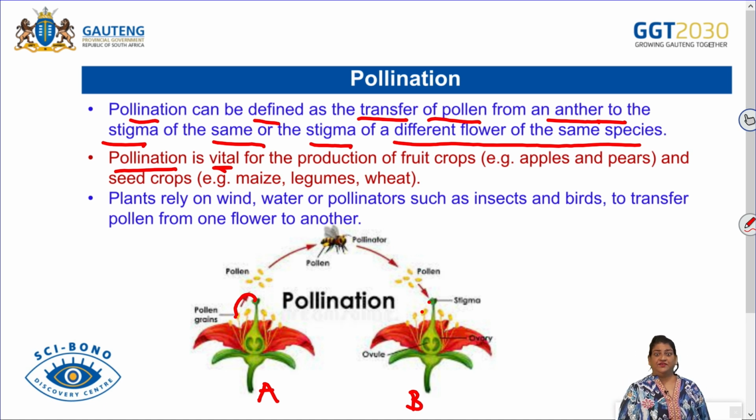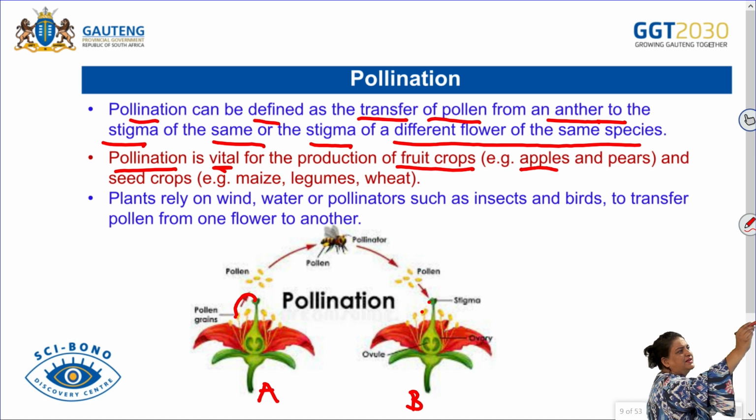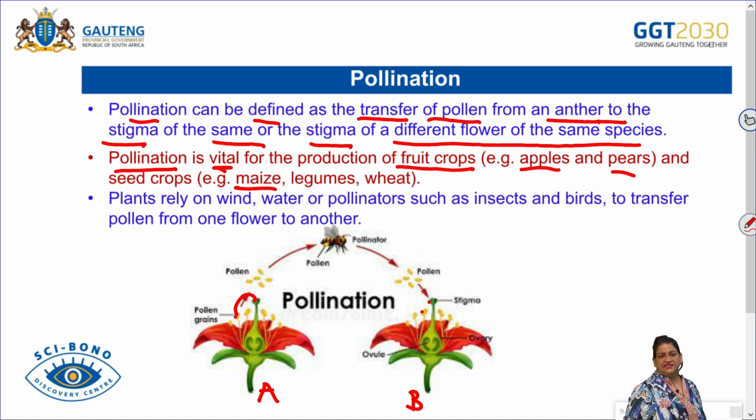And how must the pollen grains reach the ovule? It has to first reach the stigma, which is sticky. And who's going to transfer it? It's our insects or birds or wind. Okay? So now, pollination is vital for food crops, for example apples and pears, and seed crops, for example maize. All your mealies are seeds. They were once upon a time ovules. And legumes are like your peas and your beans. And you also have your wheat that gives you flour.